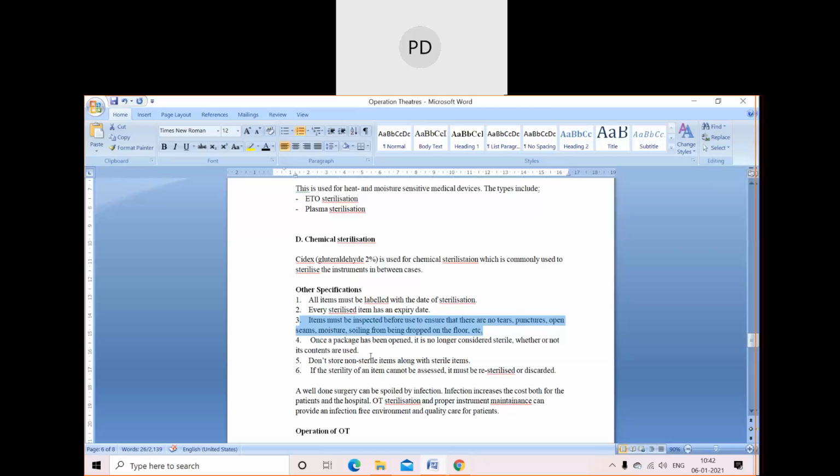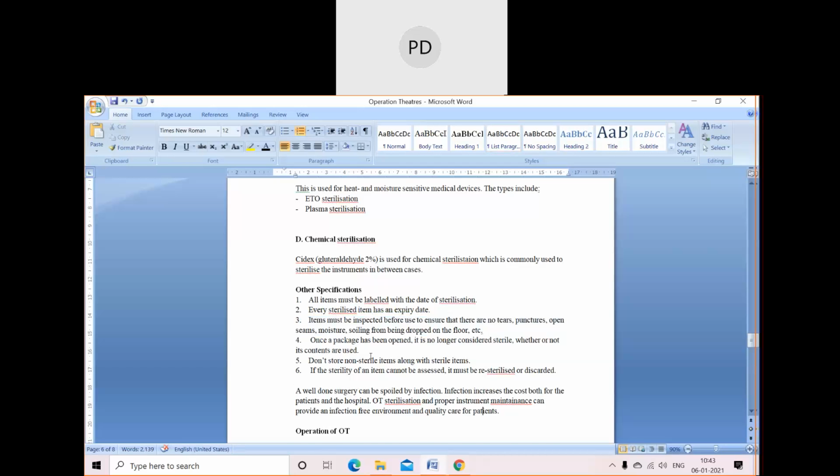Okay, if the sterility of an item cannot be assessed, it must be re-sterilized or discarded. For example, you have written a particular date on it, but while doing autoclave, the date has gone. Due to some reason, the date is not properly visible. At that point of time, you should not be sure that it came from the CSSD, so it must be clean only. Unless you identify the date of that particular tray, you should not use it. You should send it back to the CSSD.